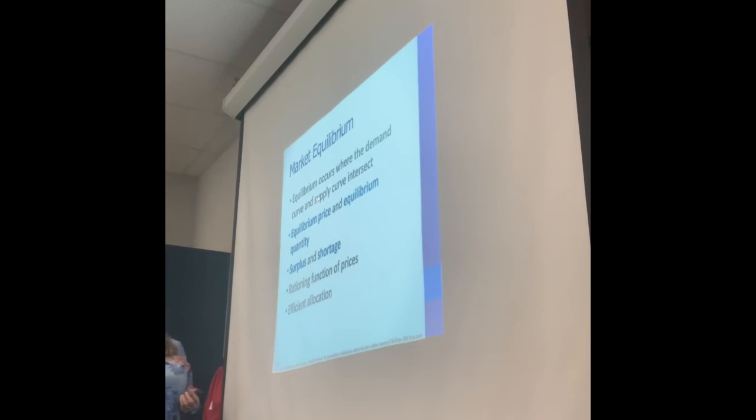Equilibrium occurs where the demand curve, which is the downsloping curve, and the supply curve, which is the upsloping curve, intersect. That makes sense? Yes. Equilibrium price and equilibrium quantity should be intersecting at some point. Surplus and shortage are going to be inside this curve at some other point. Rationing function of prices, efficient allocation.